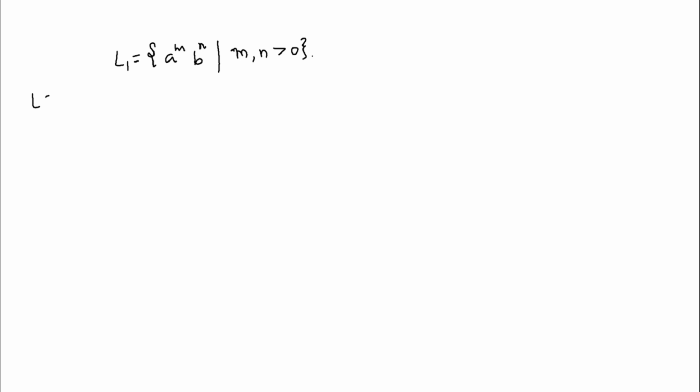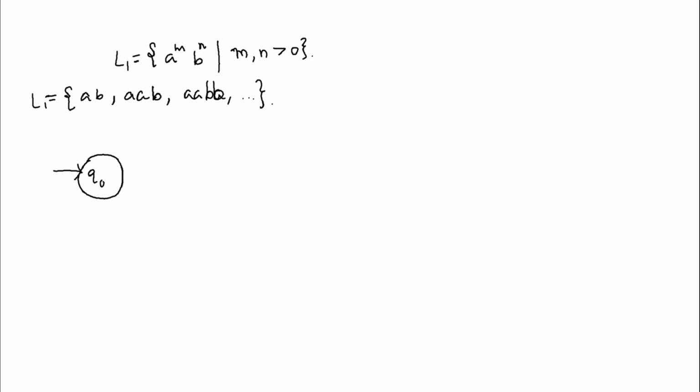So what are the strings that are part of this language? The smallest string is AB, because m is greater than 0 and n is greater than 0. Other strings are AAB or AABB, and so on. So it is an infinite language. For an infinite language, your DFA will have a loop in it. We will see how. Okay, so there has to be an initial state.